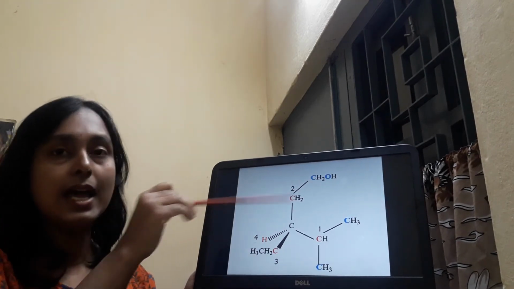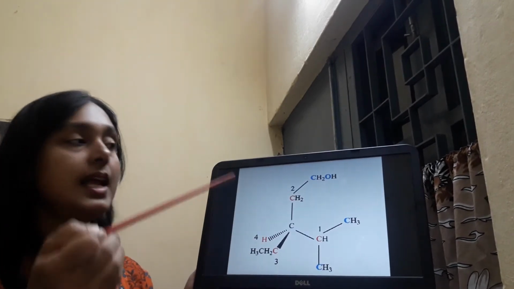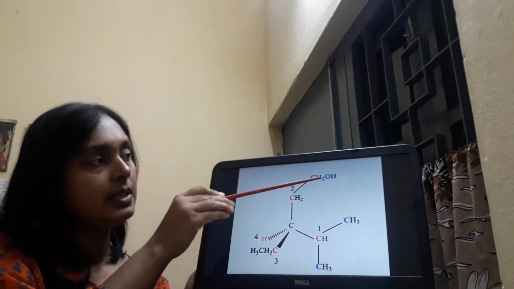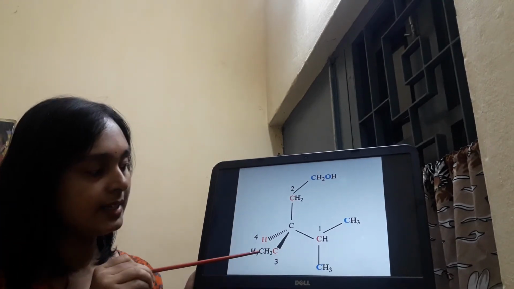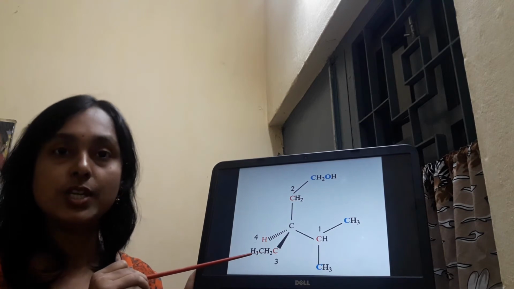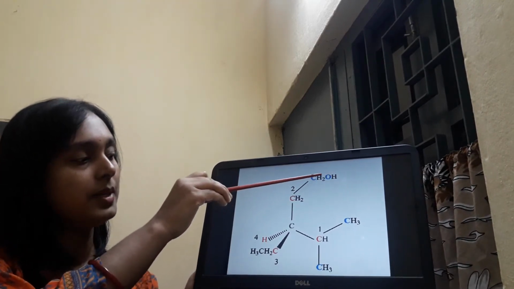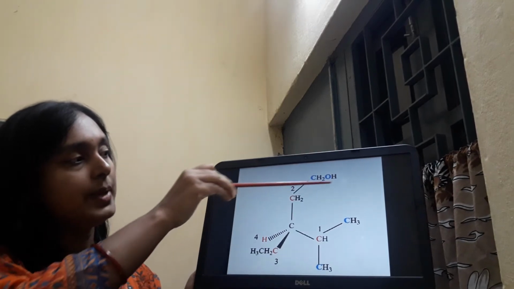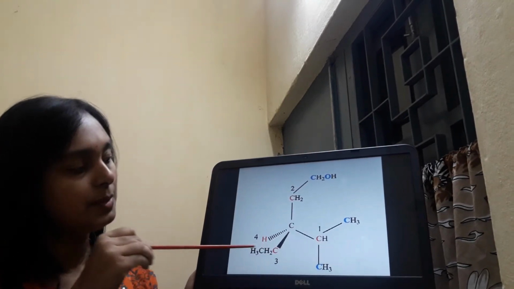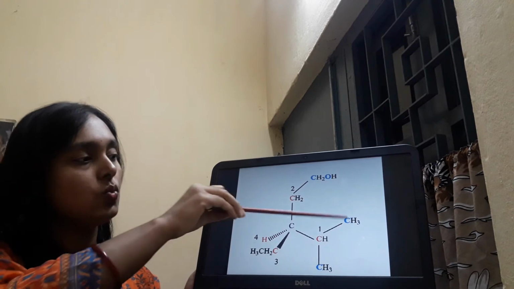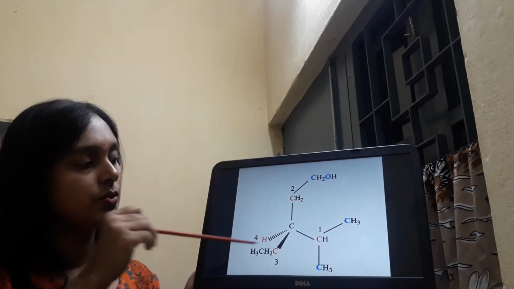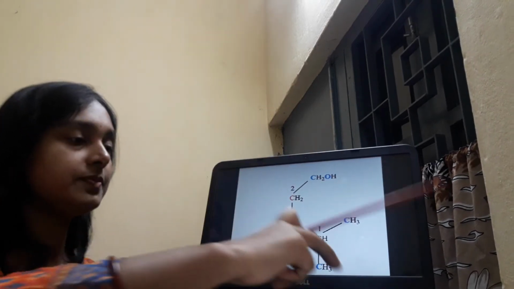So here is a tie. So we have to go for the next atom. This carbon is directly linked with oxygen, and here this carbon is linked with hydrogen. As oxygen has a higher atomic number, this will be second priority and third priority will be given over here. So 1, 2, 3 and 4.